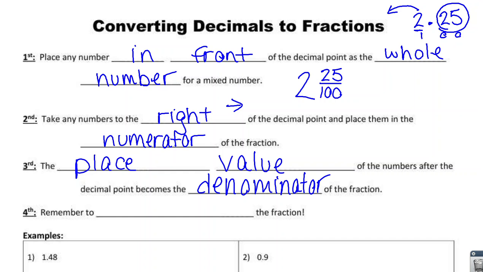And then the last step is to simplify. Well, this can divide by 5. So I get 2, don't forget the whole number, that's where most people mess up, and 5 twentieths, and then I could divide by 5 again.